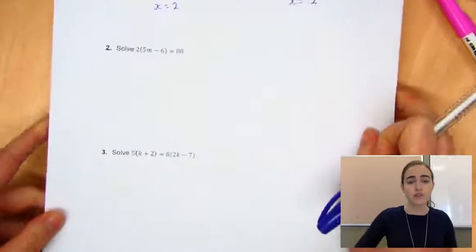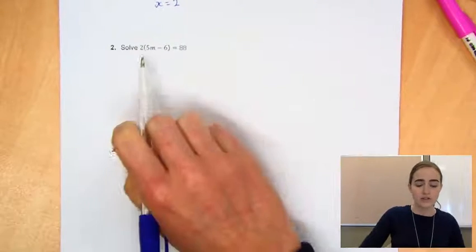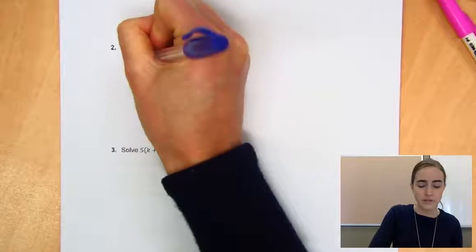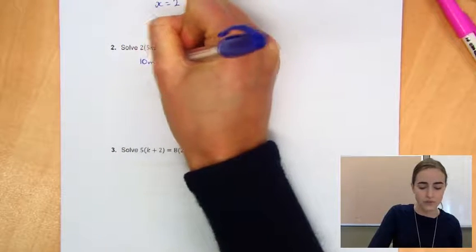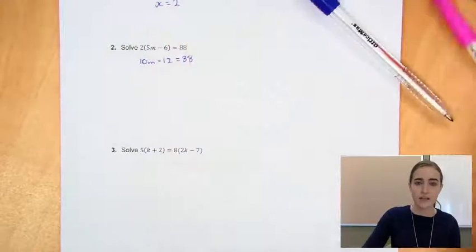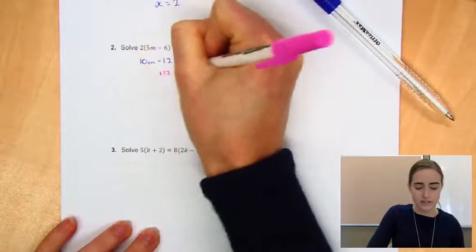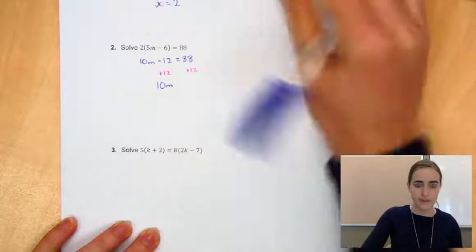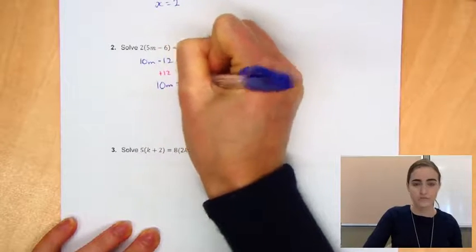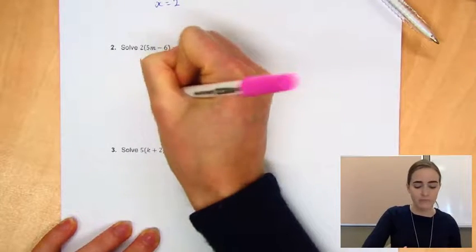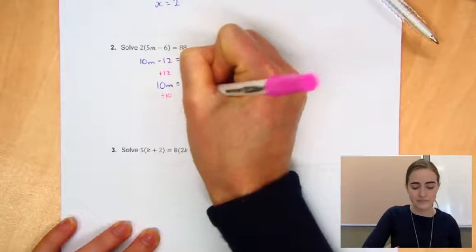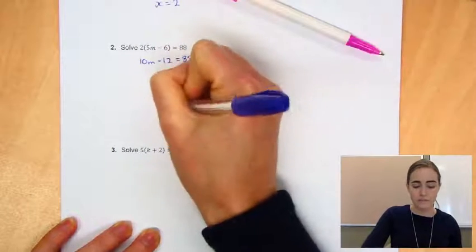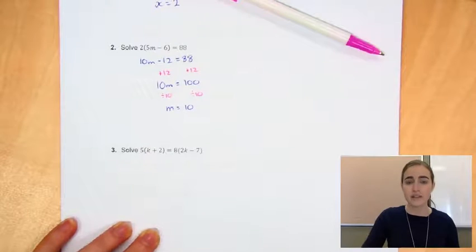For the next one, I'll just show you both methods as well. If we start off by expanding this one, we'd end up with 10m minus 12 equals 88. If we add 12 to both sides, we'll end up with 10m is equal to 100, and then we can divide both sides by 10 to end up with m equals 10. So that's the first method.